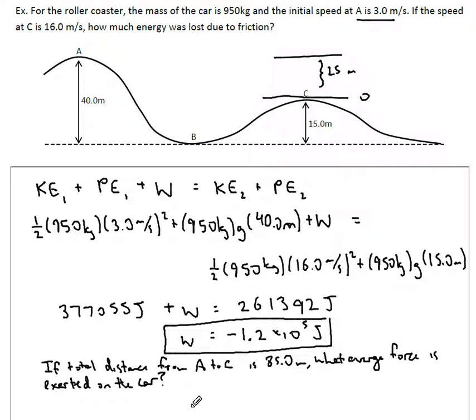And how we can solve for that, we know that work is equal to force times distance. So all we are going to do is take that 1.2 times 10 to the 5 joules divided by 85. And we end up with a value of force equal to negative 1400 newtons. So basically, we have a constant friction force of 1400 newtons in this scenario.